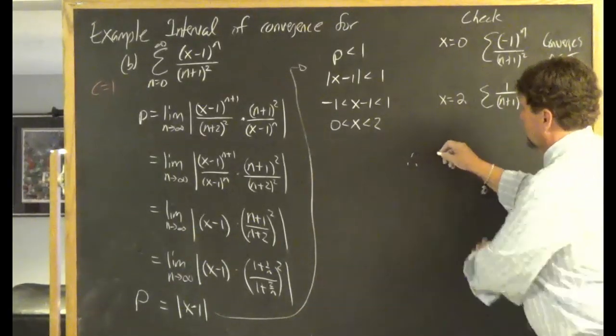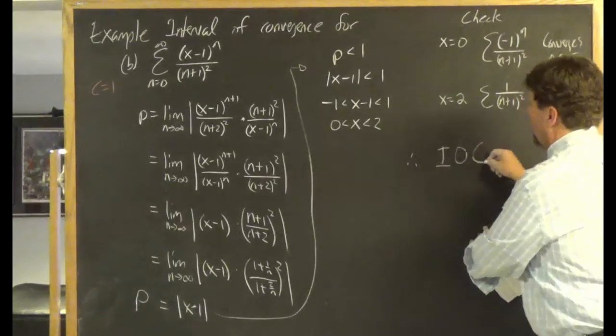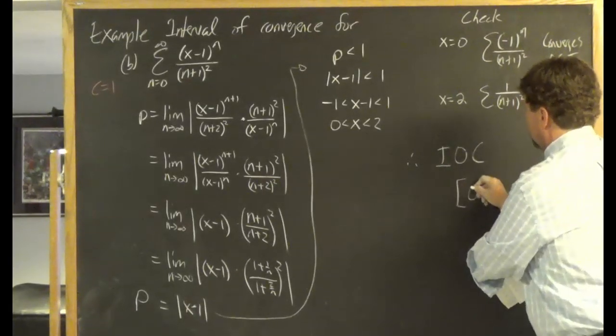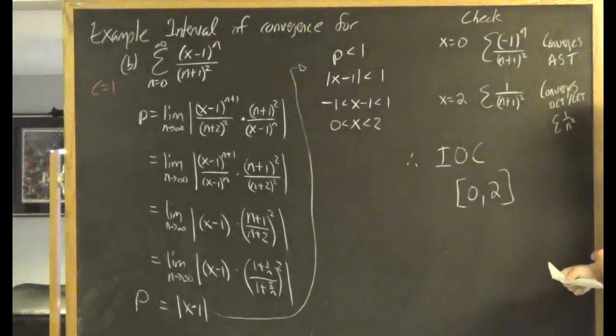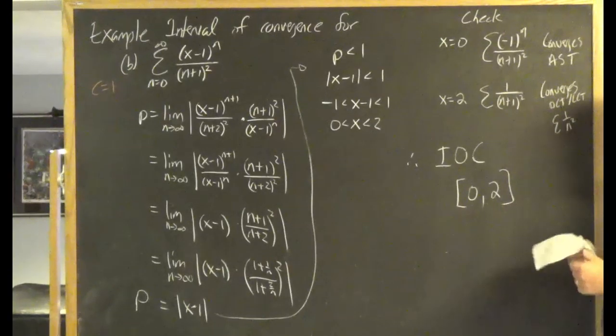But we now know our interval of convergence is the interval 0 to 2, with a square bracket around both.